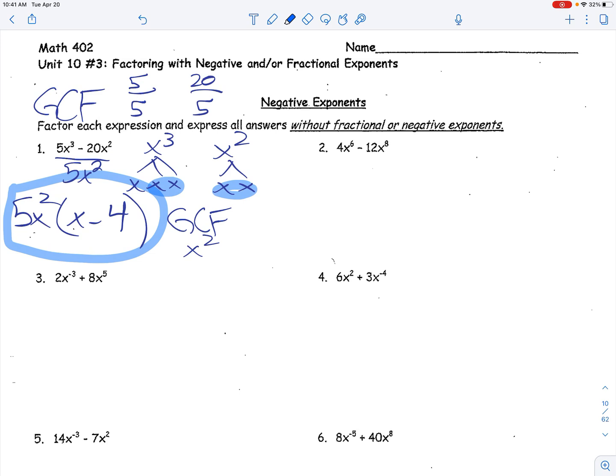All right. Number 2. It's the biggest number we can divide both 4 and 12 by.